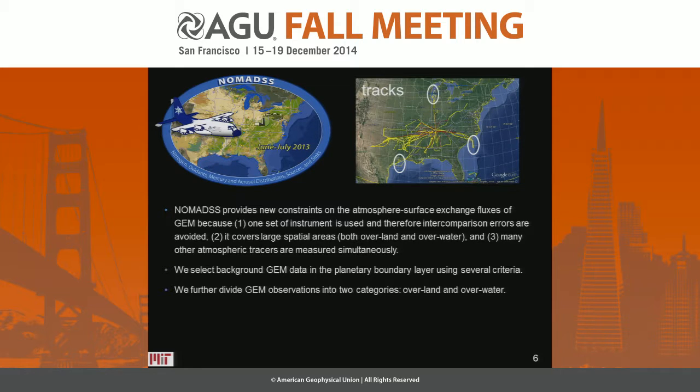Because we study the atmosphere-surface exchange of GEM, we selected background GEM data in the planetary boundary layer using several criteria, including potential temperature, altitude, and water vapor mixing ratios. We've also removed plume events by concentrations of CO, SO2, NOx, etc. We further divide GEM concentrations into two categories: over land and over water measurements.